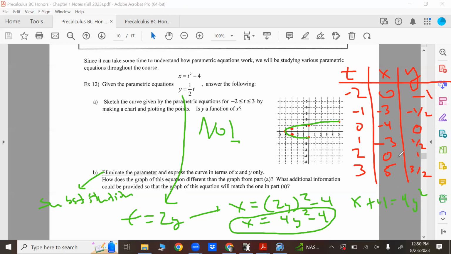But you do have to state the domain and range because you're not doing the whole graph, obviously. So it's pretty clear that the lowest x value is negative 4, and the highest is 5. And for y, the lowest y value is negative 1, and the highest is 3/2. There we go.